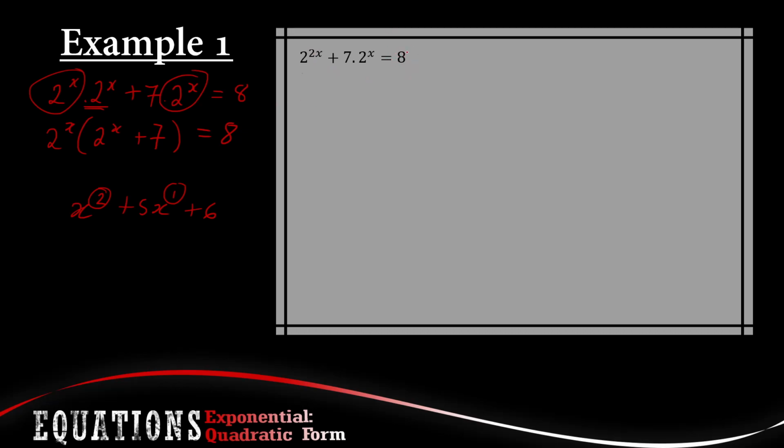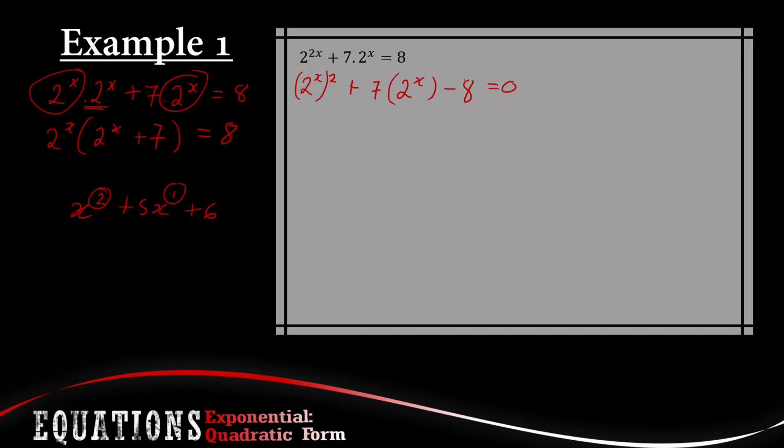So that means this 8 needs to go to the other side. Another thing I'm going to do is rewrite this as 2 to the power of x, squared, so that it comes through as squared. Plus 7 times 2 to the power of x, which I'm just going to put in brackets, minus 8.